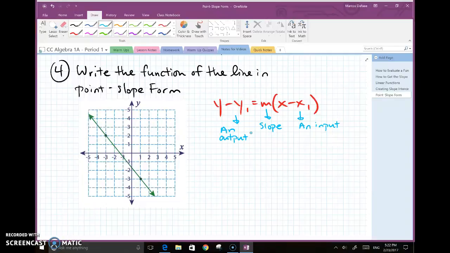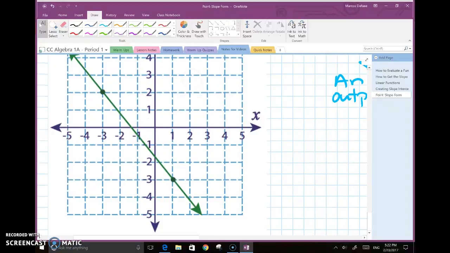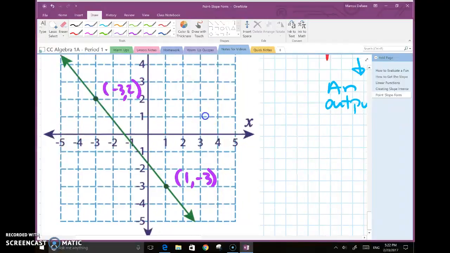And so if you look at this graph, I actually am given many ordered pairs to choose from. But there are two that are already marked. So I'm going to go ahead and put the location of these two ordered pairs. And I'll choose a better color here. So the first ordered pair we have is located at 1 and negative 3. The other one over here is at negative 3 and it looks like it's at 2. Negative 3 comma 2.